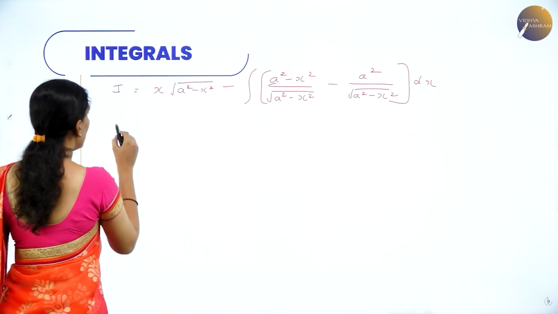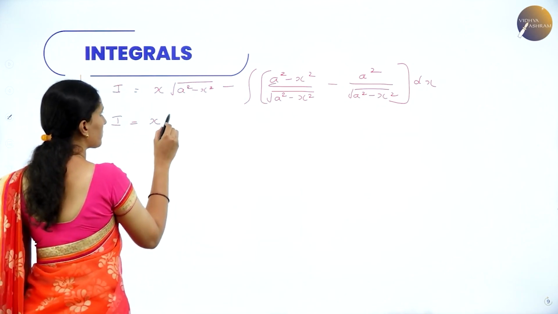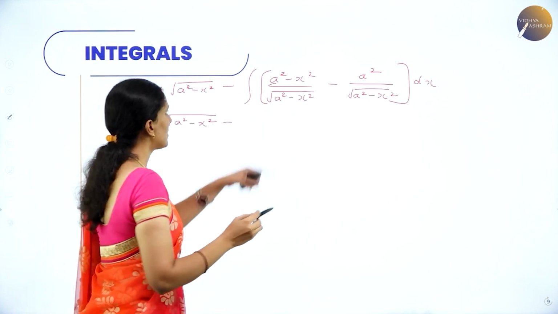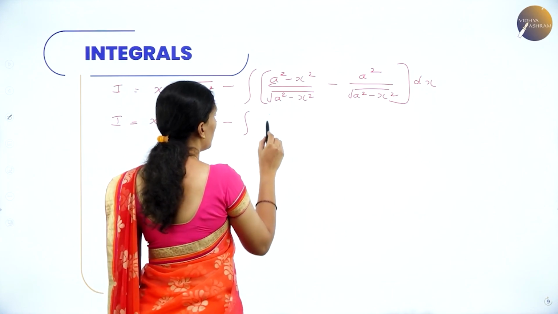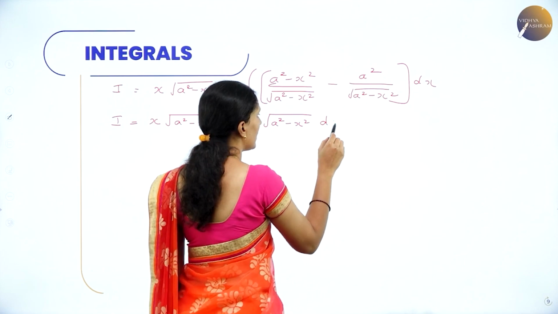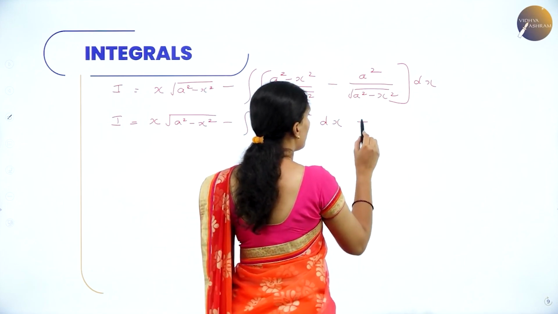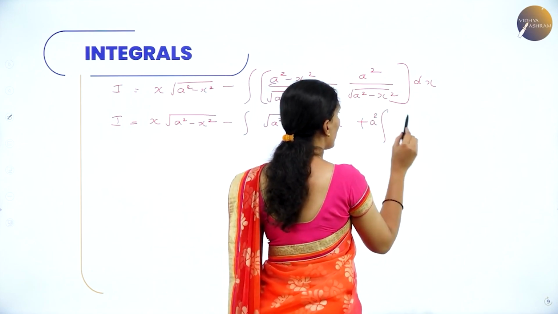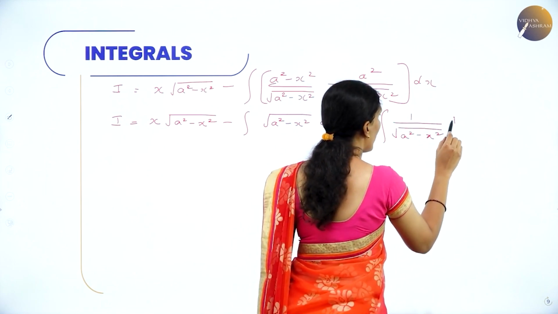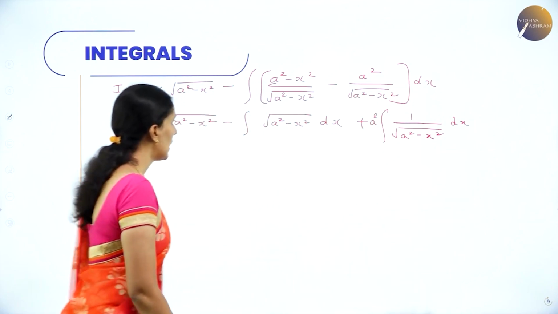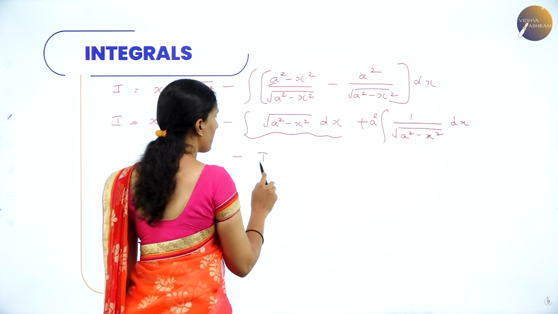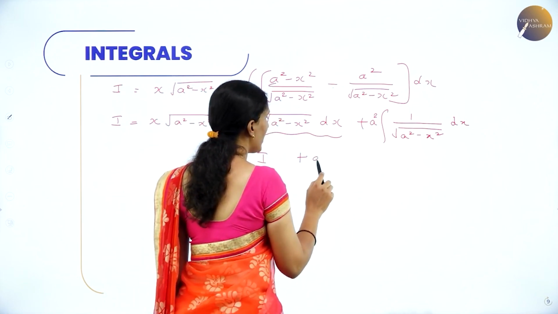So now here the numerator becomes, cancelling, we get root of a square minus x square. Apply the integral separately, minus into minus is plus, integral, keep a square outside, 1 divided by root of a square minus x square with respect to x. Now this can be written as I, and here we have a square as constant.